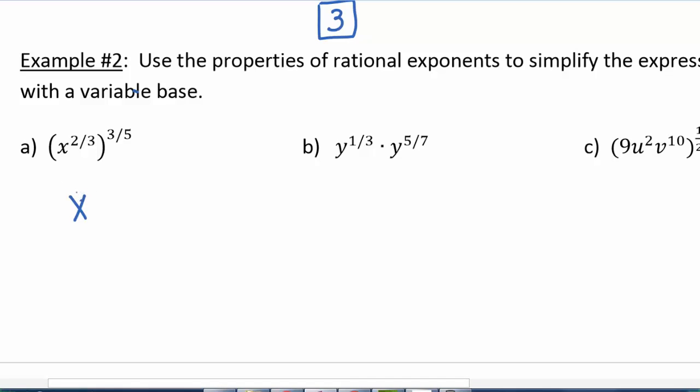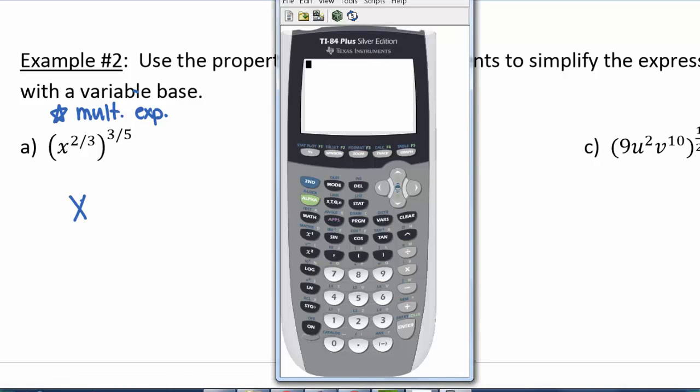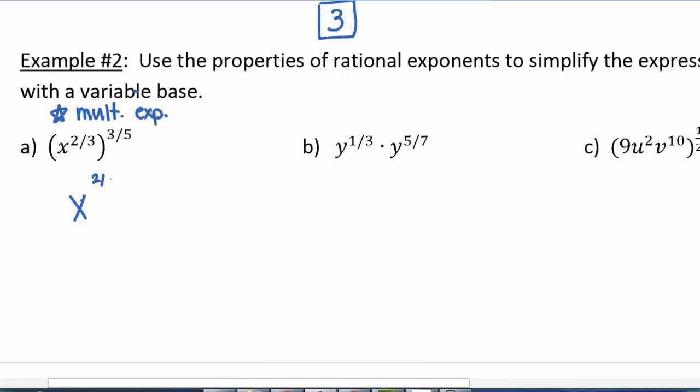So my base is x. So now I have power to a power, which means I need to multiply the exponents. Okay, so if you need a calculator, you're going to do that. 2/3 times 3/5. And we're going to make that into a fraction, and that is 2/5. So x to the 2/5 power.